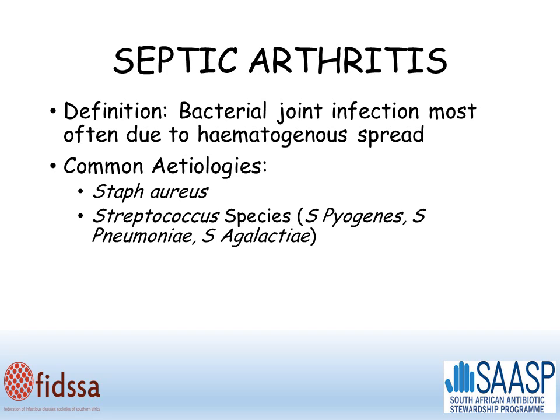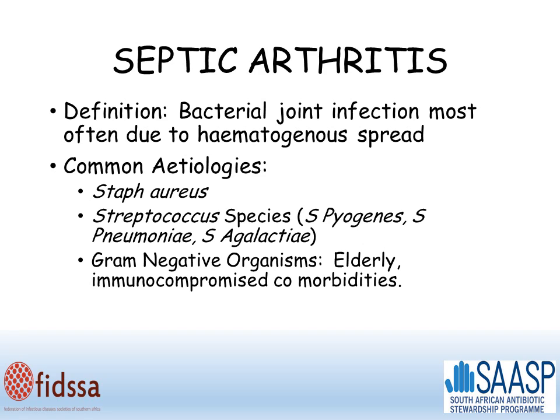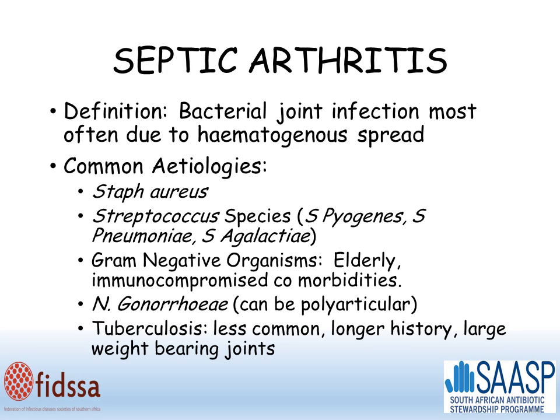Staphylococcus aureus is the most common, and there are also streptococcus species such as strep pyogenes, strep pneumoniae, and strep agalactiae. Gram-negative infections do occur and are more common in the elderly, the immunocompromised, and those with comorbidities. Neisseria gonorrhoeae is an important cause of septic arthritis and is more likely to be polyarticular. Tuberculosis causes septic arthritis. This is less common and tends to have a longer history and tends to be in large weight-bearing joints.